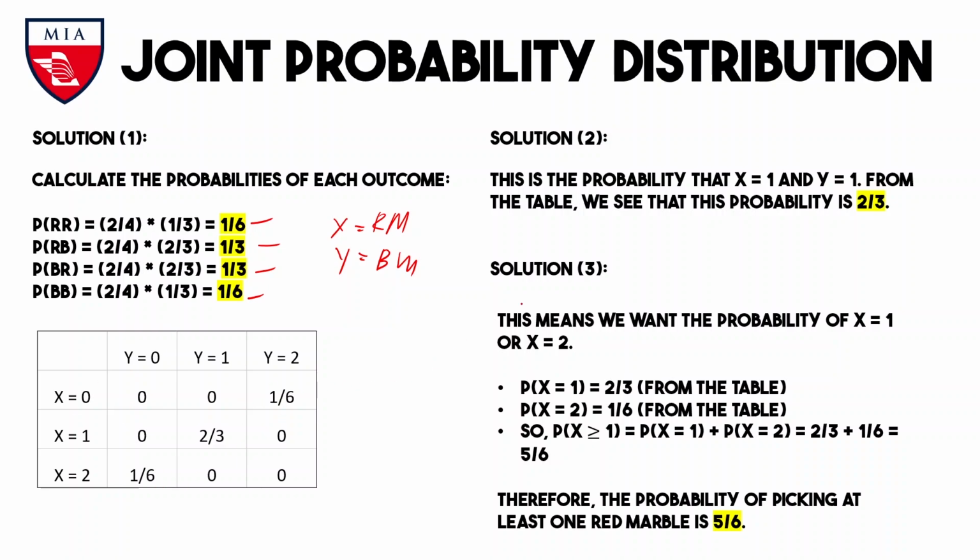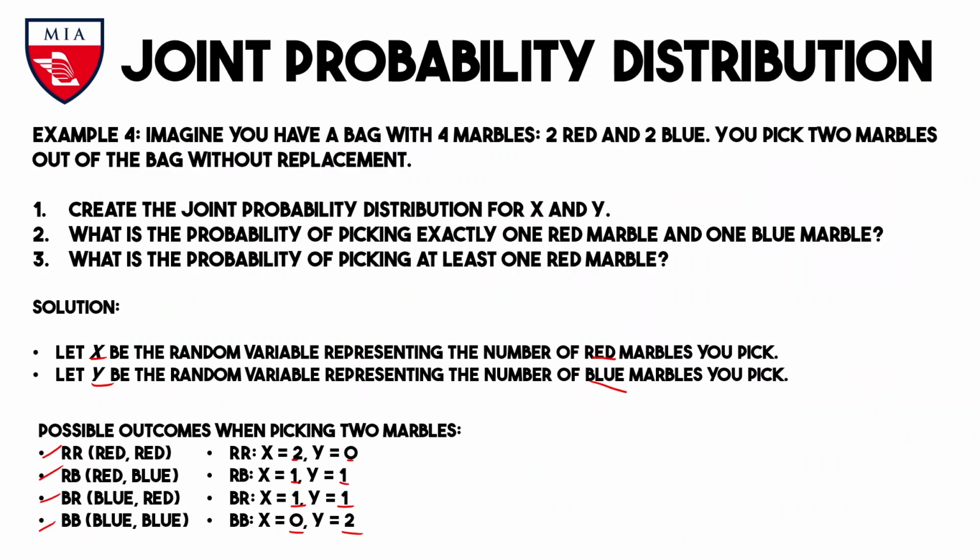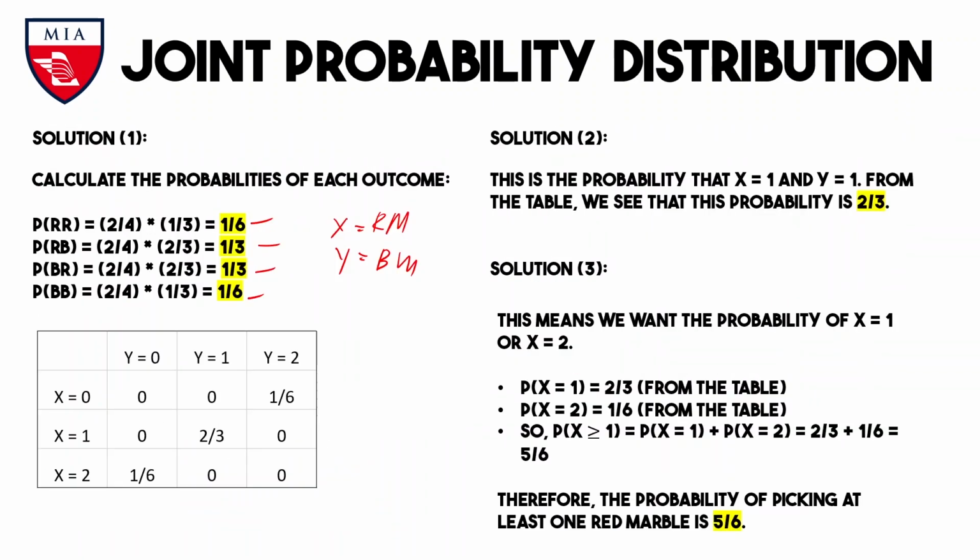Okay? So solution number 2, what's the question? What is the probability of picking exactly one red marble and one blue marble? So let's look at the table. What is the intersection value that intersects with x is equal to 1 and y is equal to 1? So we have here 2 over 3 as our answer. So that's how easy you answer or solve a certain joint probability distribution.